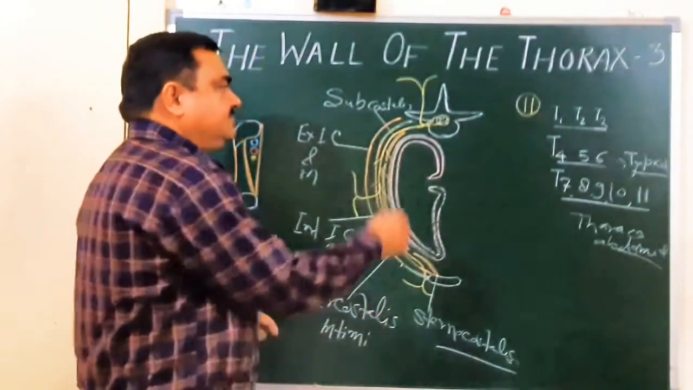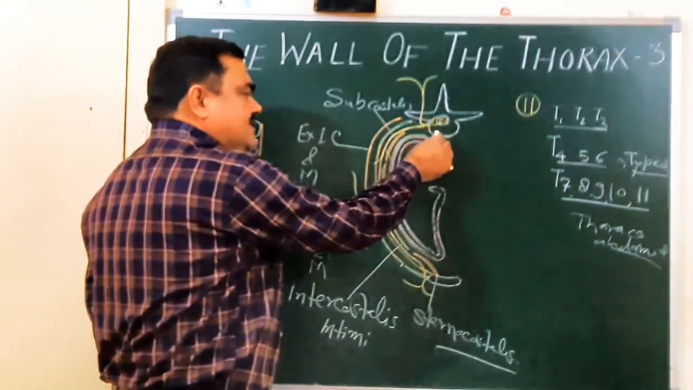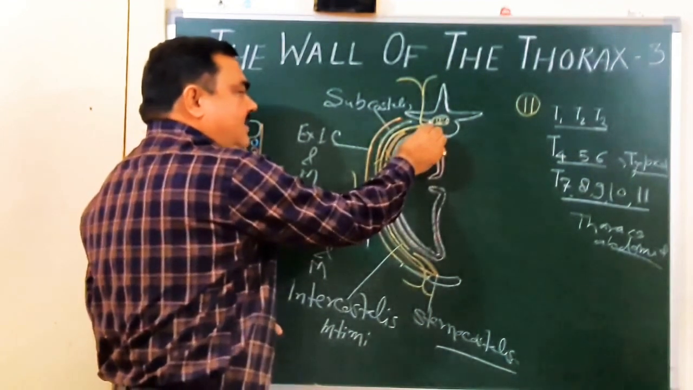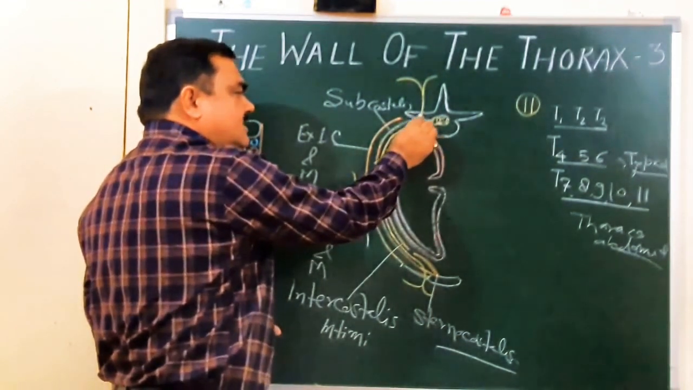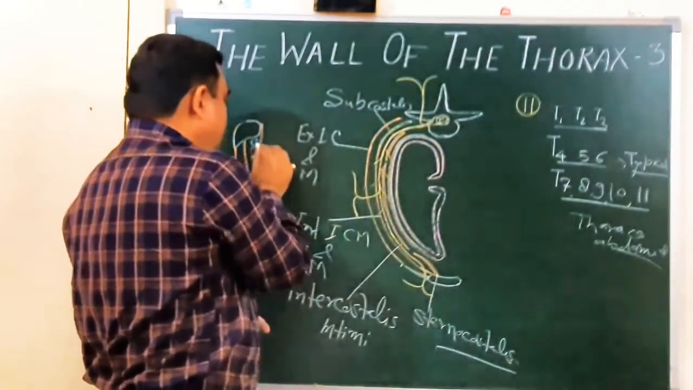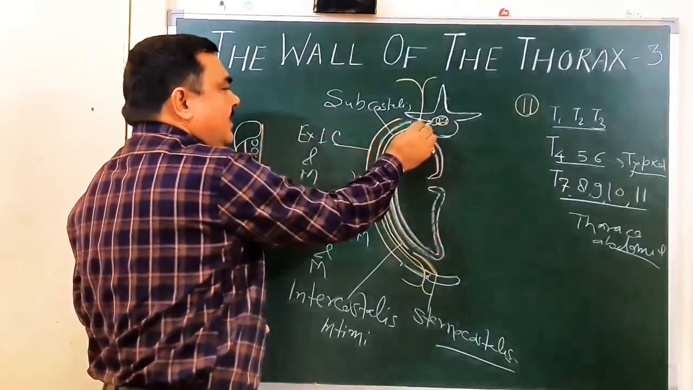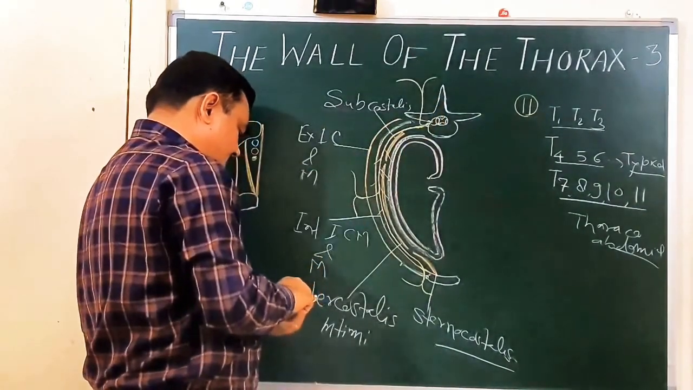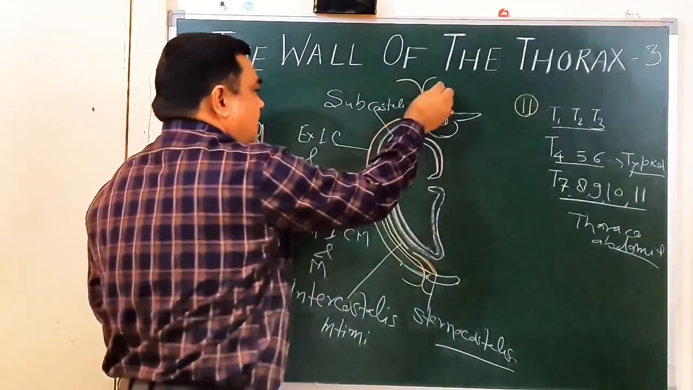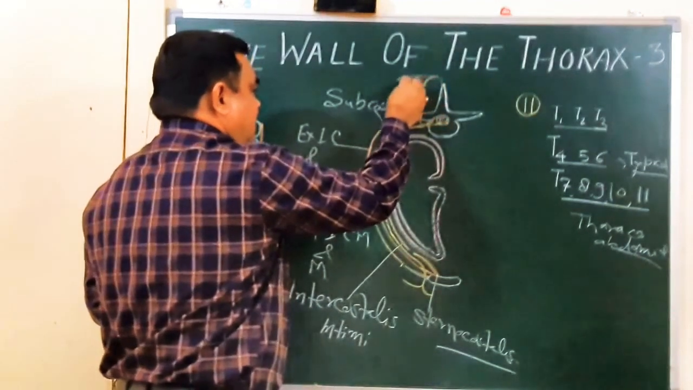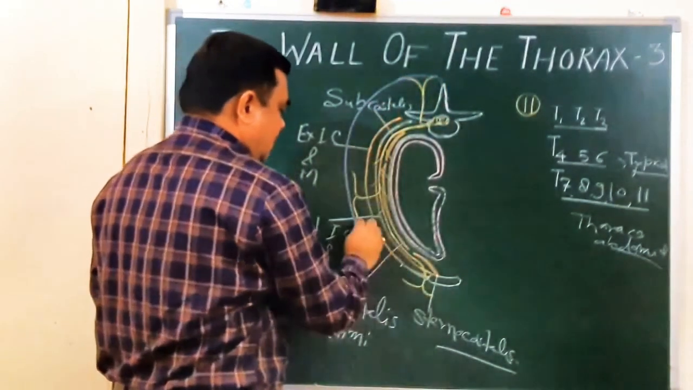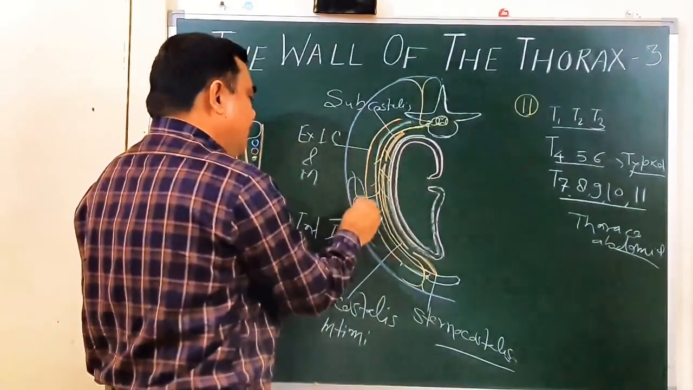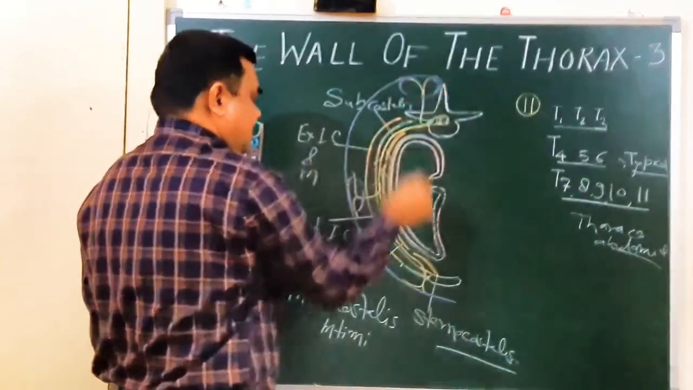In case of formation of pus in the vertebral region, the nerve passes through this neurovascular bundle, so a pus point may form. This is the skin. So a pus point is formed here, here, and here.